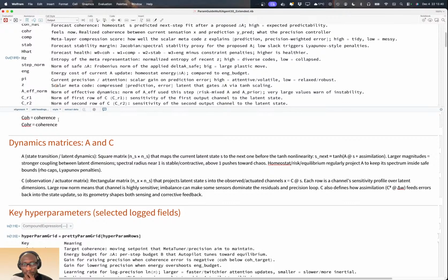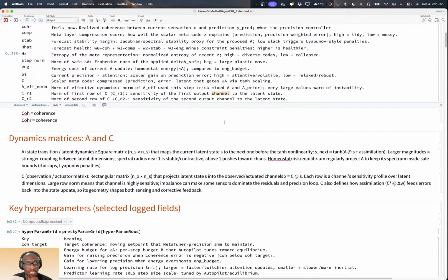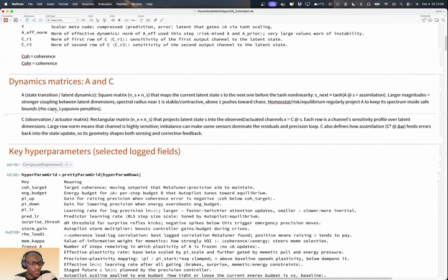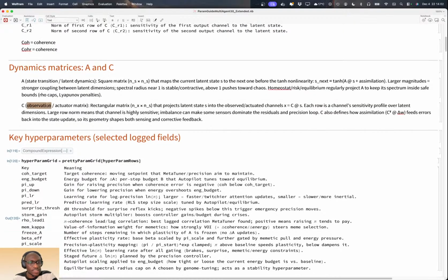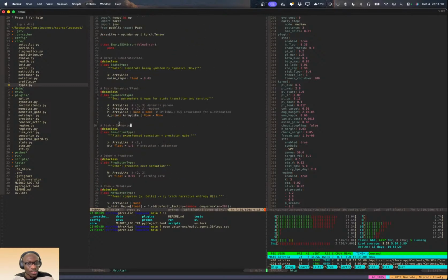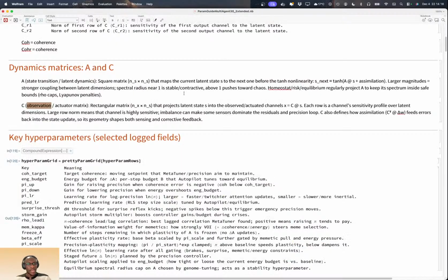All right, so that's one other factor, and then these are not quite important, but this is the sensitivity of the fast output channel to the latent state. So I talked about these, the penalties, and then C. So C is the observations, the actual metrics. So let me show you where C is. C should be in dynamics. So we have dynamics here, readout, or what the observation is, and we use nx and ns. This is the state, and then this is what the sense is.